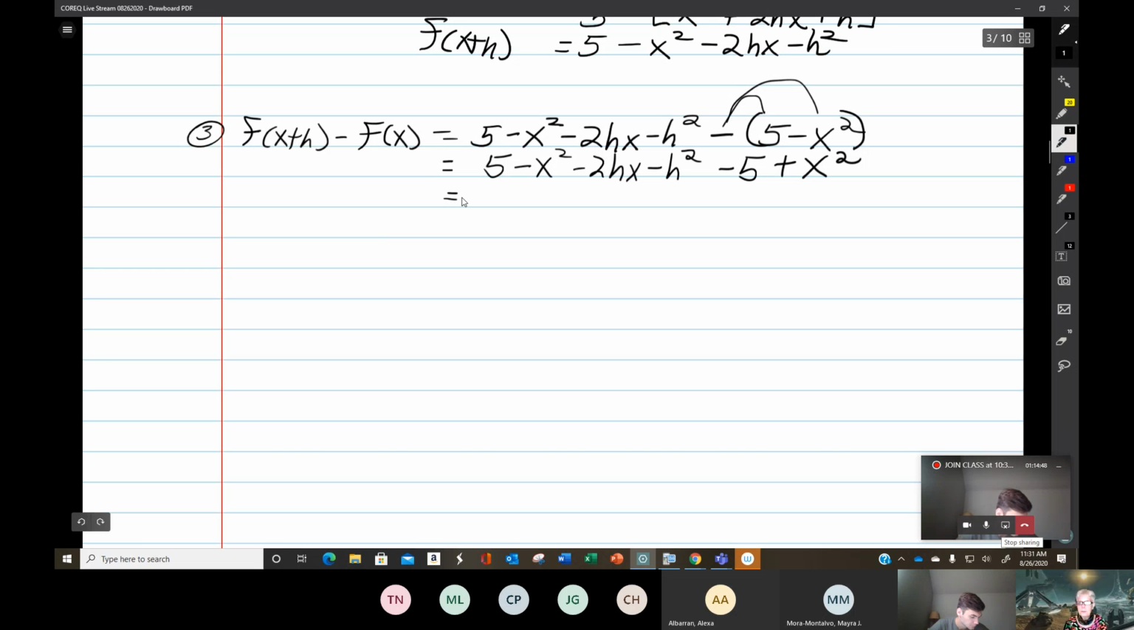Okay, now that the parentheses are gone, I can combine like terms. 5 minus 5 is 0. And negative x squared plus x squared is 0. They zero each other out. So I'm left with negative 2hx minus h squared. And so now I know that f of x plus h minus f of x is negative 2hx minus h squared.